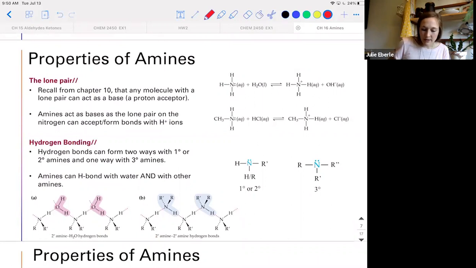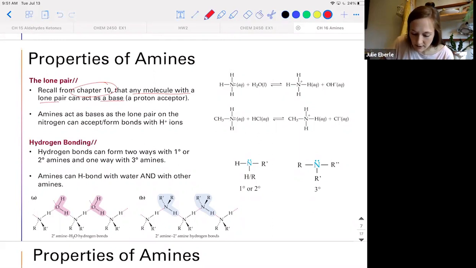So let's consider amines. Before we just get to all the properties, I'm going to explain a few things. You guys, it's been a long time since we've done chapter 10, but we talked about acids and bases in chapter 10, and we said any molecule with a lone pair can act as a base. I nickname them in my class. I say they're proton acceptors. And when I say a proton, here's what I mean. I just mean a hydrogen atom that's been stripped of its electron.